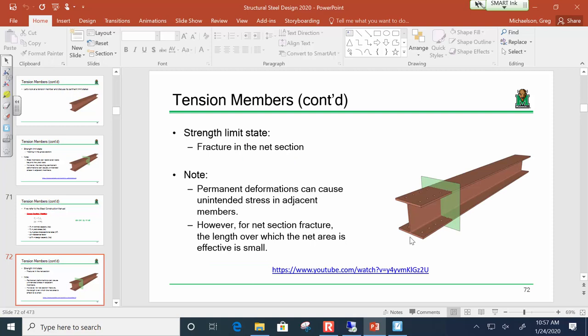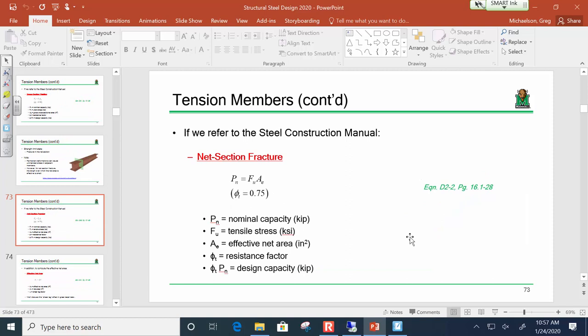For fracture in the net section, that's failure along the region of the connection, which is what we're going to be focusing on today, the net section. We limit that stress not to the yield stress, but to the ultimate tensile stress. We don't care a lot about a little bit of yielding around the connection region because it doesn't amount to much deformation or elongation of the member. But fracture is obviously a big deal because that means that the member is actually separating. That's a lot more of a worst case scenario. So as a result, we use a phi value of 0.75.